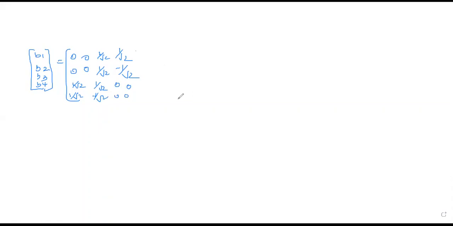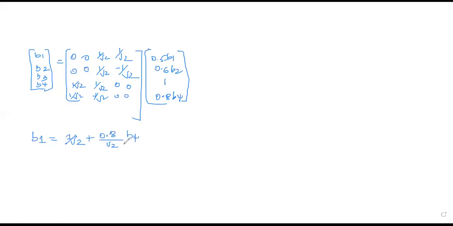Now, if you split and write, what will be the equation I'm getting for B1? What will be the B1 value from the matrix? See, one row, 0 into this is 0, 0 into this is 0, 1 by root 2 into 1. So it will be 1 by root 2. 1 by root 2 into 0.8 B4. So it is plus 0.8 by root 2 into B4. So this is the first equation you're getting for B1.